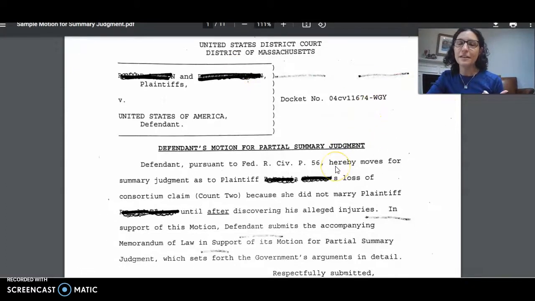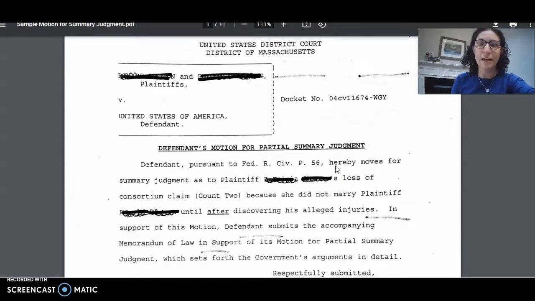Second, notice that this is a motion for partial summary judgment. Yours is not a motion for partial summary judgment. Yours is a motion for full summary judgment because we only have one claim, the claim for social host liability, and this case had two claims, negligence and loss of consortium. This moving party is only moving for summary judgment on the loss of consortium, so we call it a motion for partial summary judgment. Yours will say defendant's motion for summary judgment.